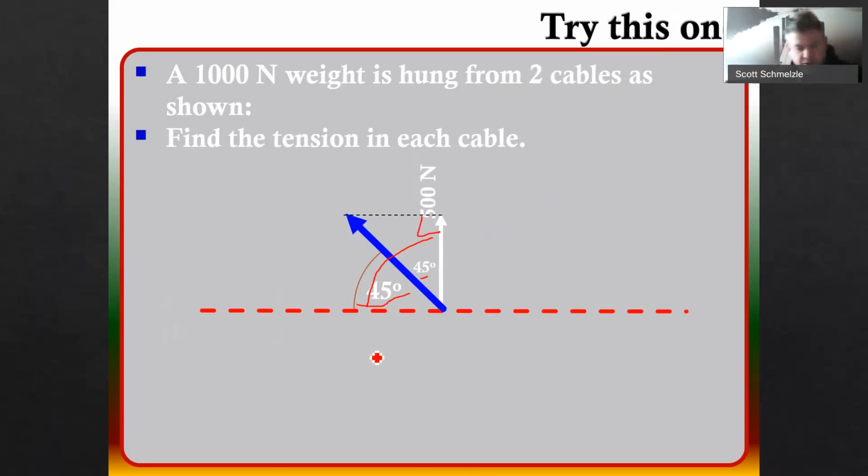So if this angle would have been a 30-degree angle down here, right? And that would have made that a 60-degree angle up there. Okay?